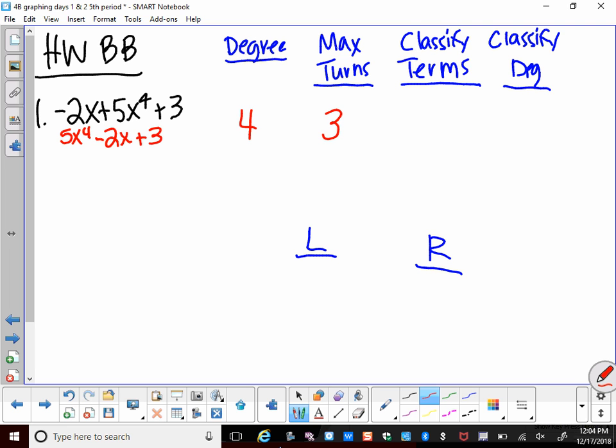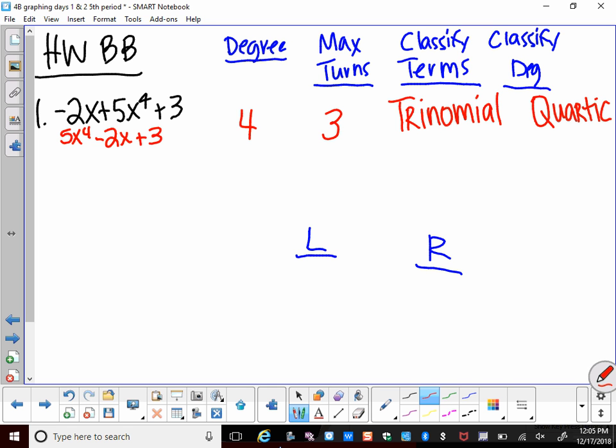If I had to classify by terms, I have 3 terms here. 1, 2, 3. Binomial, trinomial, polynomial. Trinomial. Classify by degree was x to the 4th. So x to the 1st is linear, x squared is quadratic, what did you say? Yeah, quartic. x to the 4th is quartic.